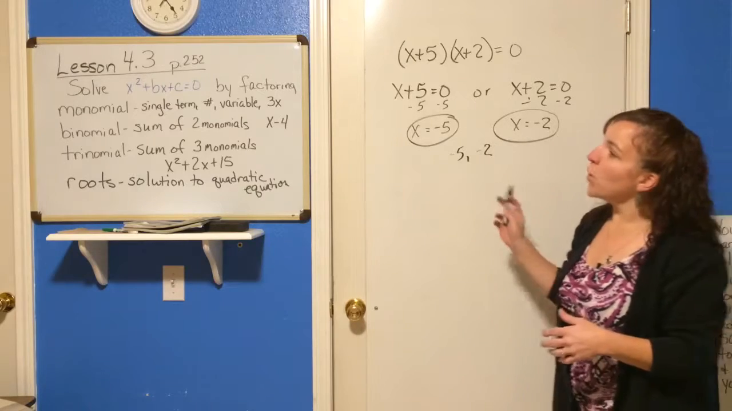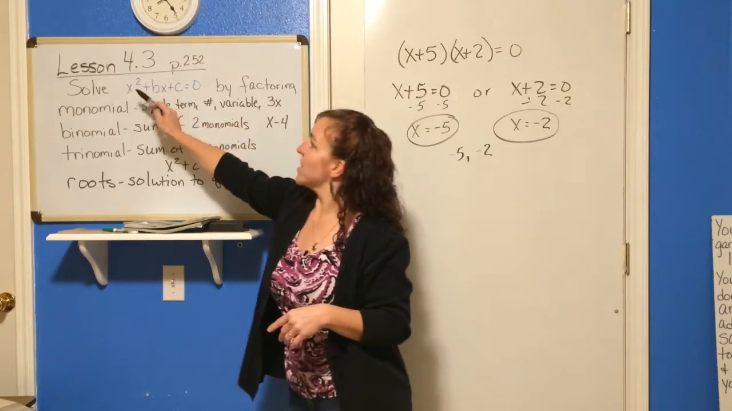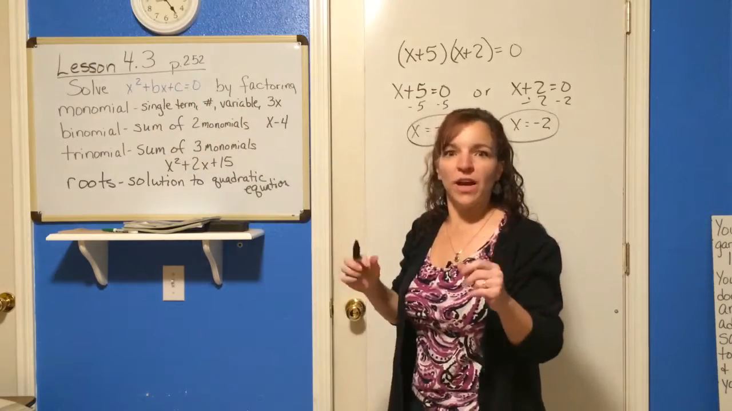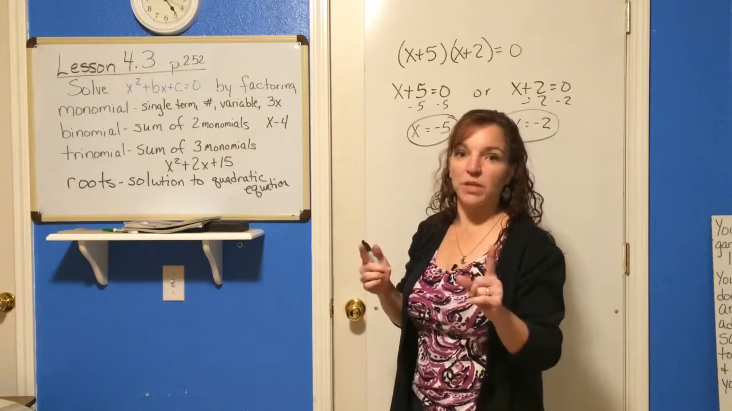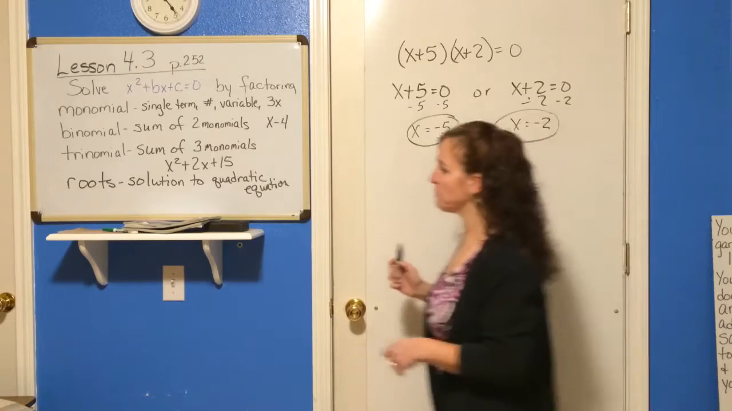We know that there's going to be two answers because this is a squared term. This tells us how many answers we're going to have. Sometimes if it's a perfect square, you'll only have one answer because that answer is duplicated. But we can have up to two answers in a quadratic equation.